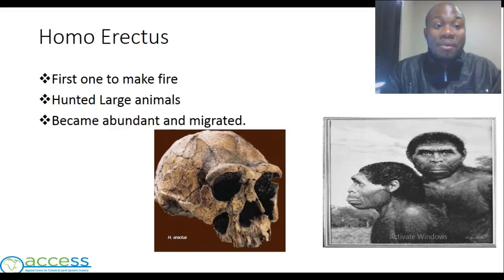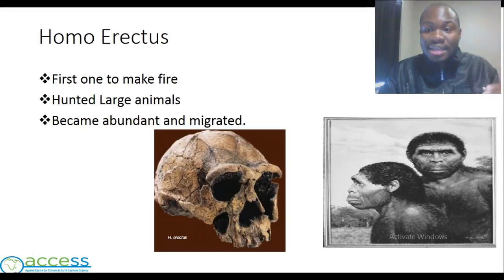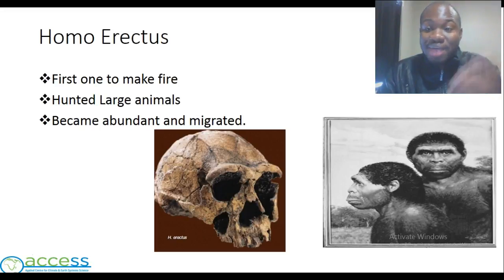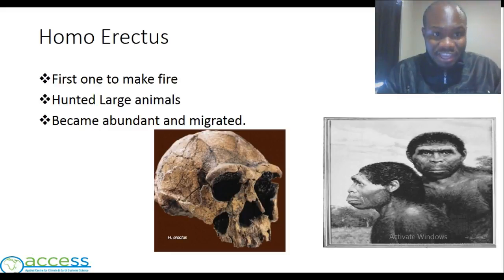We then come to the Homo erectus. These ones are said to have been the first to actually come up with the concept of fire. They were the first ones to make fire. As they were the first ones to make fire, this then implied that they actually had a bigger brain size as compared to the previous species. Therefore, they were even able to hunt animals. They were even able to have a complex social organization, and even in the things which they did. Above all, it is the Homo erectus which actually became abundant and migrated from Africa into Europe and Asia.